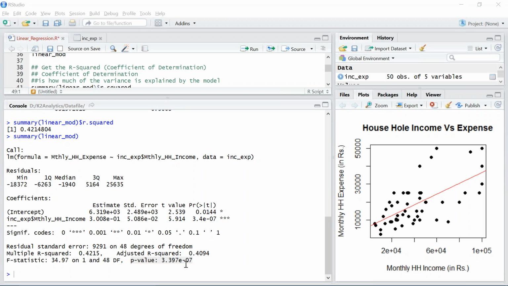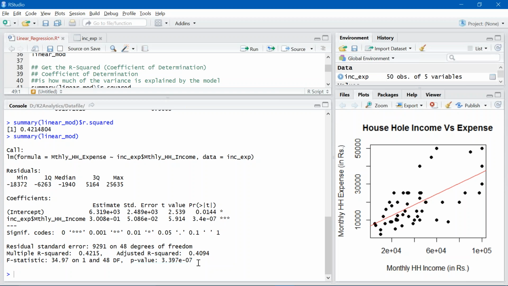In our case, what is the p-value? 3.397 e raised to minus 07, which means the alternate hypothesis confidence value is 1 minus that, which is 99.9999997%. At that confidence, it is being validated that expense is a function of income.